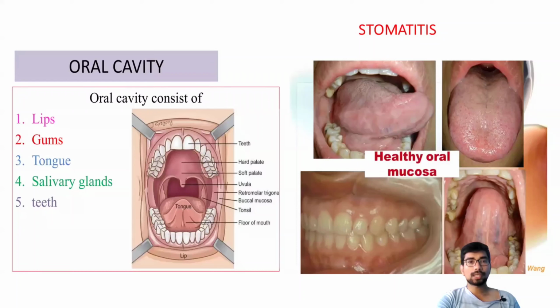Friends, in this video, we will learn about stomatitis. The oral cavity consists of lips, gums, tongue, salivary glands, and teeth. So this is how healthy oral mucosa will appear with papillae on the tongue surface, and this is how gums will appear, and this is how the under surface of the tongue will appear.